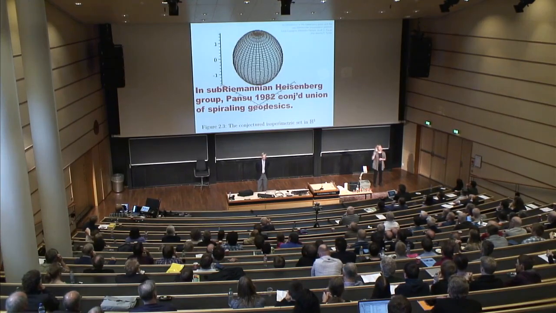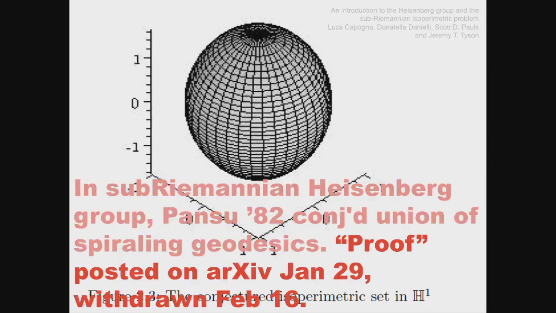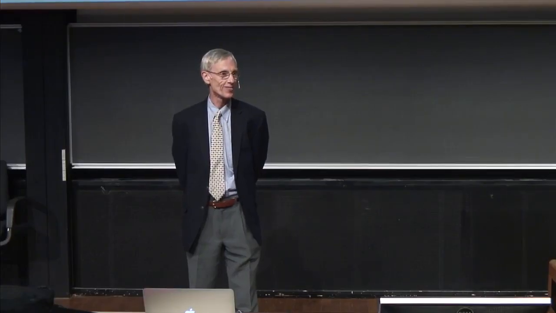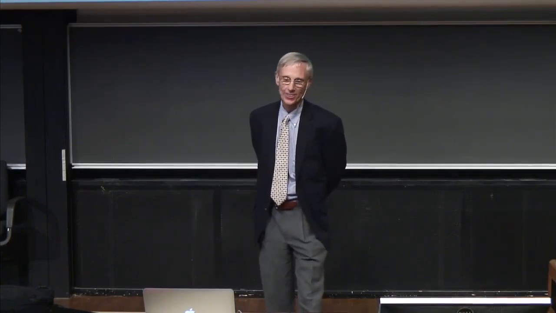Here's an even more technical one, the so-called Heisenberg group, a very interesting and popular space with mathematicians. Pansu back in '82 conjectured that the ideal soap bubble is a union of surfaces of revolution made up of spiraling geodesics. It's a very intriguing space. Just on January 29th, a solution was posted on the arXiv, withdrawn 3 weeks later. So this is still a very stubborn, active area of research.